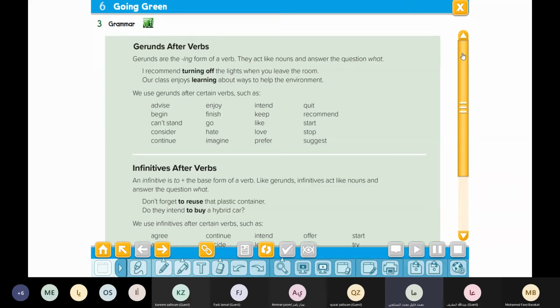Look at the example. I recommend turning off. Here we have recommend. After recommend, we have to use the ing form. Our class enjoys learning. Here learning comes after enjoys. We use the ing form after these verbs: advise, begin, cannot stand, consider, continue, enjoy, finish, go, etc.